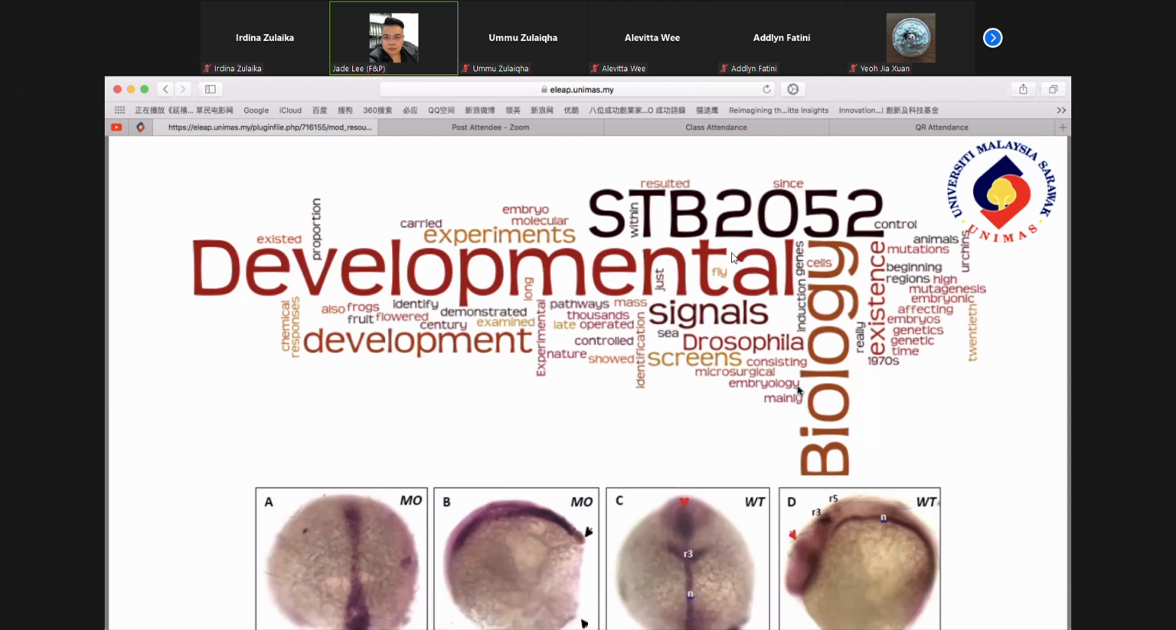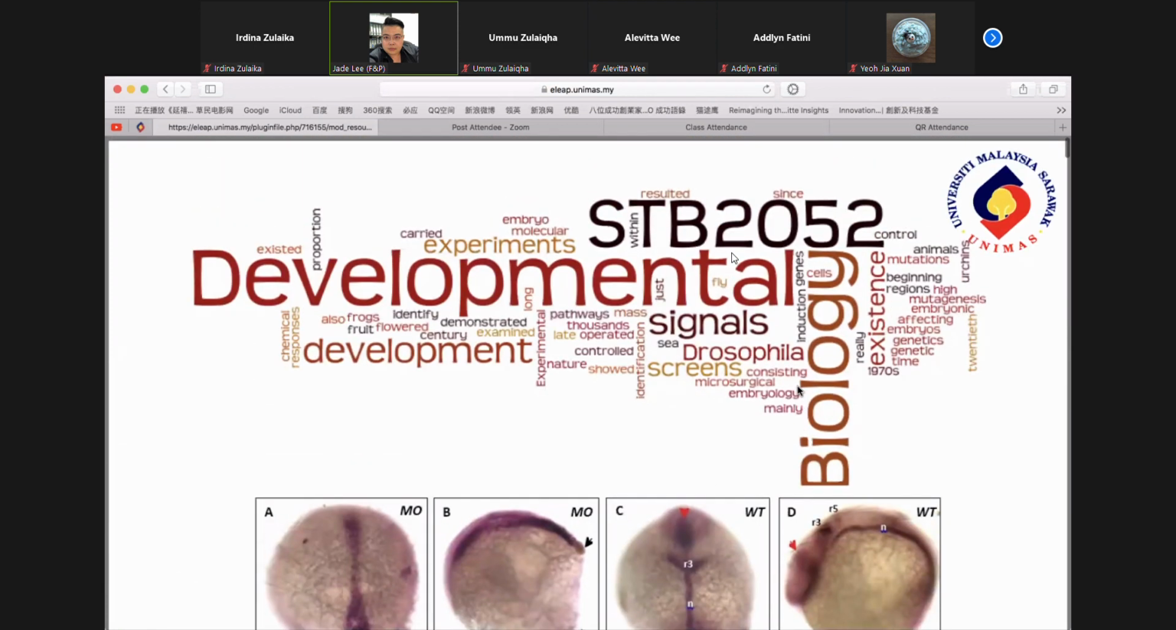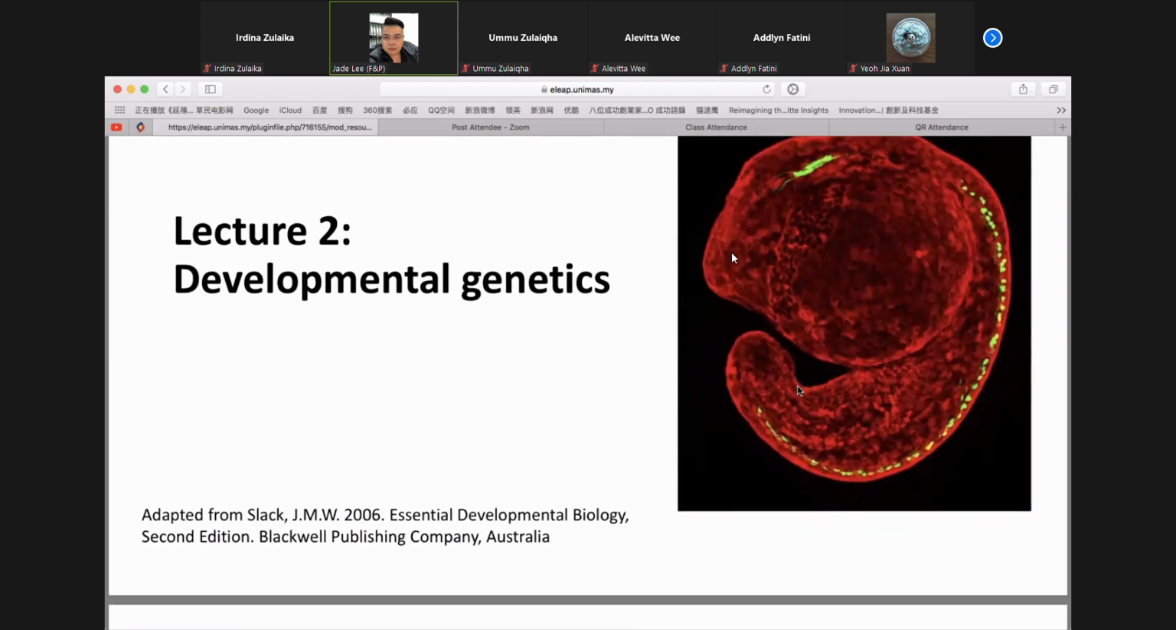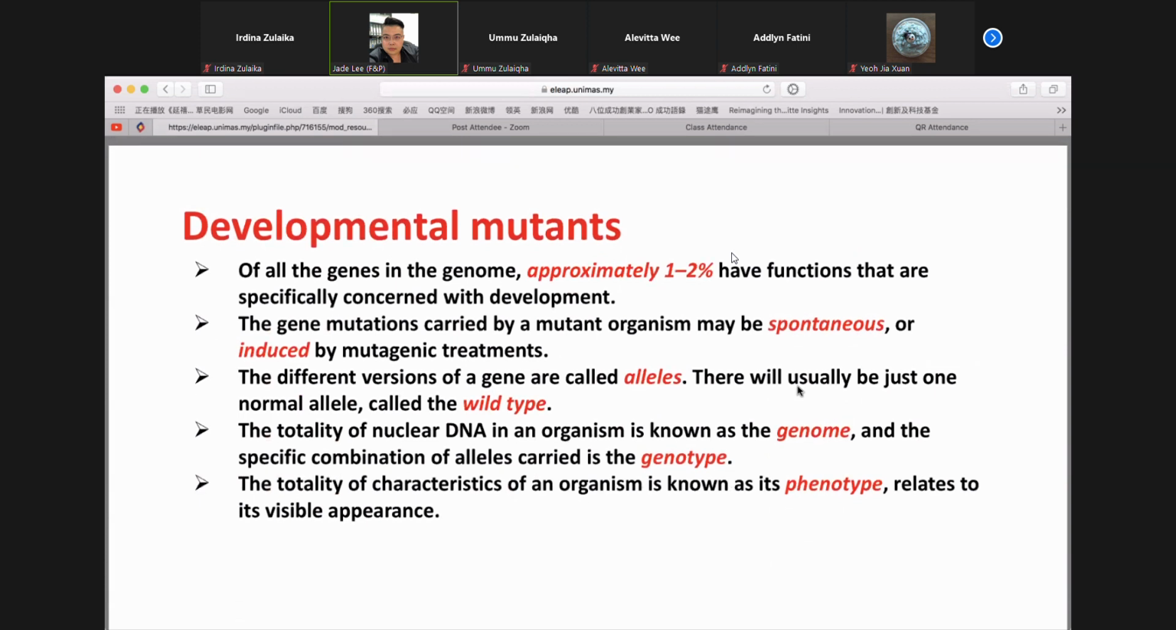All right, so this is the second unit for our lecture. For lecture 2, when I talk about developmental genetics, we also adopted a lot of this information from Professor Jonathan's textbook Essential Genetic Biology, second edition, published by Blackwell Publishing Company in Australia. Let's look at what developmental mutants are.